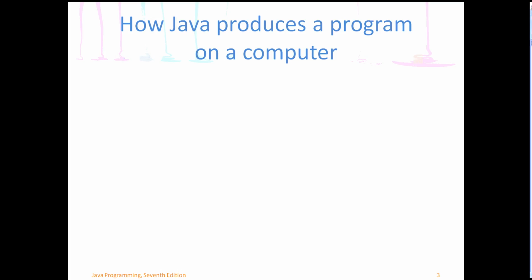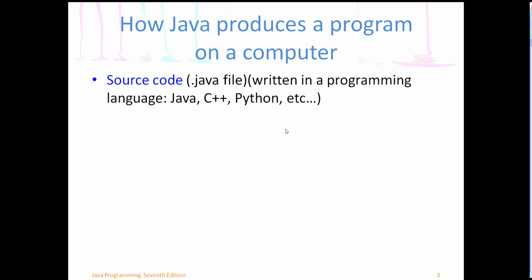Okay, we're going to take a look at our Chapter 1 notes starting on page 2, on number 6, and we're going to take a look at how Java produces a program from writing code in Java. And so as we look at this, we go source code. The source code is saved as a Java file. It's written in a programming language. So it's what we are going to be writing.